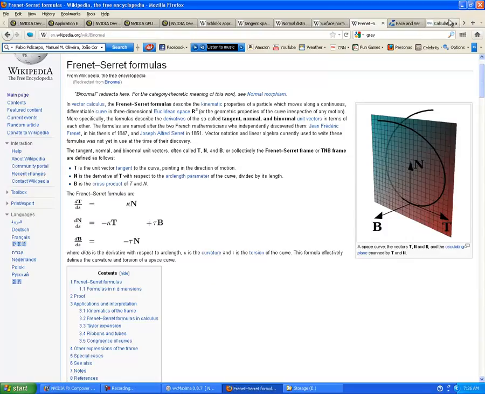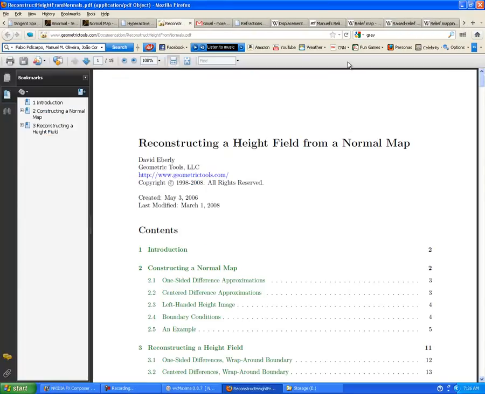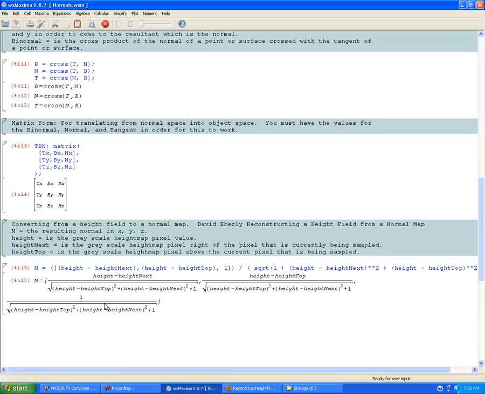let's see here, where's that paper at? Yeah, here it is. Reconstructing a height field from a normal map. So if you check out that paper, it goes over the gritty details of it. Okay, how does this work? This is a generalized form. This is not the detailed form that he has in his paper. It's really close to his. It's just a simplified version of it and a little bit more straightforward in English.